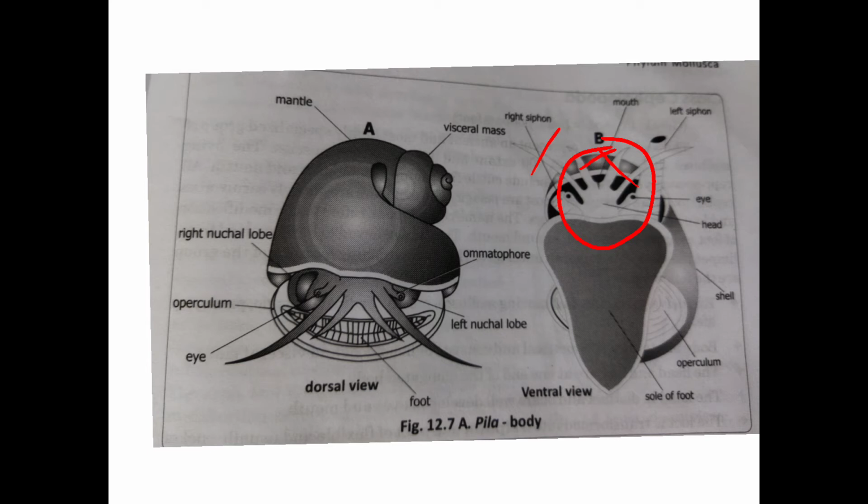They respire through gills. Some forms are amphibian-like, meaning they can live in water and can also have a terrestrial life. So they have lungs or a pulmonary sac-like structure. An example is Pila. They have gills, and some terrestrial forms have lungs or integument or pulmonary sac.